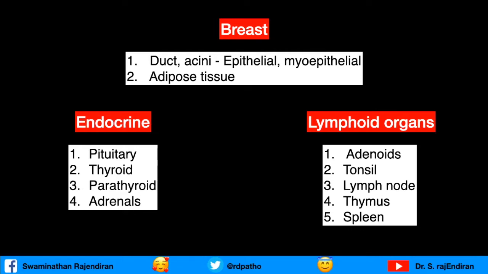And this is the final slide. The breast is characterized by duct and acini. Both of them have epithelial and myoepithelial cells, and there's a lot of adipose tissue in between.